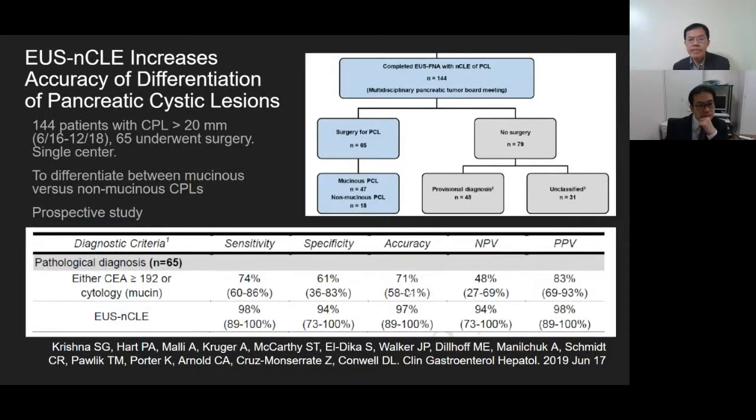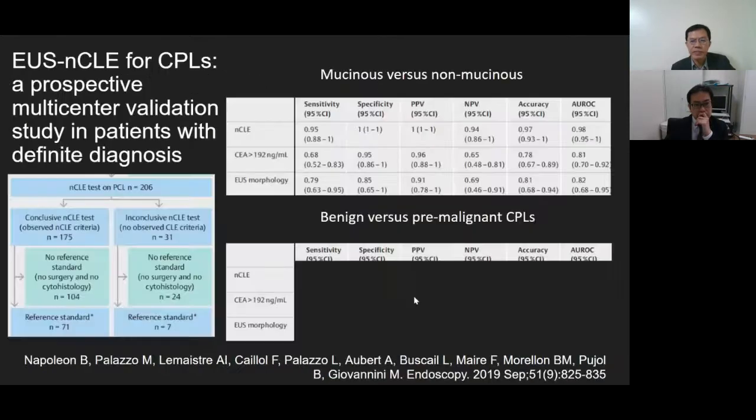So a recent multi-center study from Ohio in 2019, Krishna recruited 144 patients, and they compared the confocal versus the conventional methods like CEA or cytology. And the group demonstrated 97% accuracy from NCLE versus only 71% from CEA or cytology. So it shows clearly a higher accuracy rate than CEA or cytology alone.